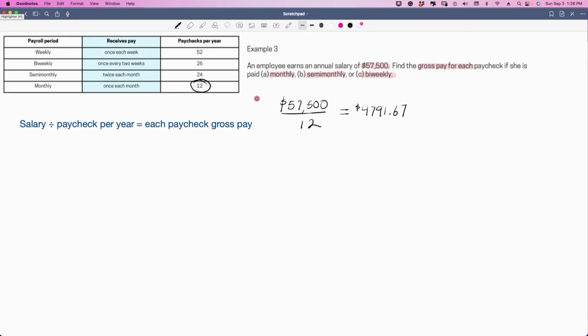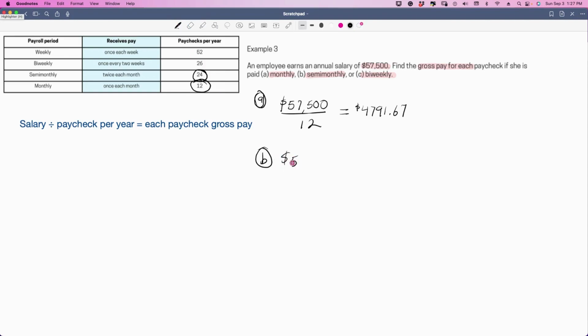That is how much for monthly. That's our A here, monthly. So B is semi-monthly, and semi-monthly says twice each month. So 2 times a month would be 24 paychecks. So we just take the number. I could write that a little better, I suppose.